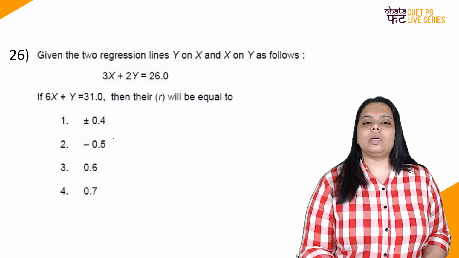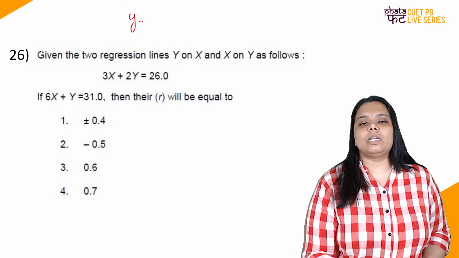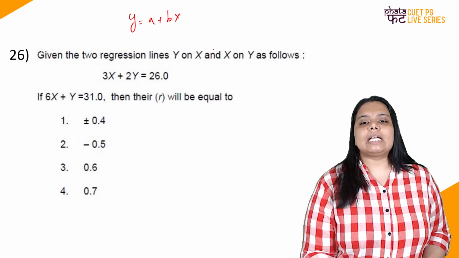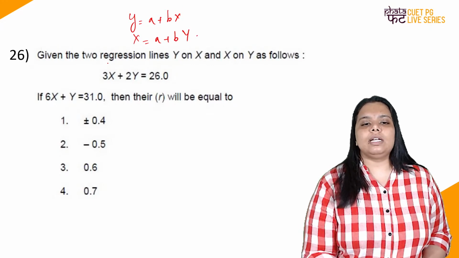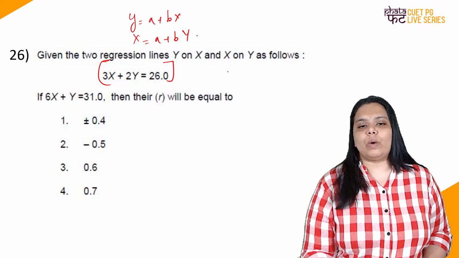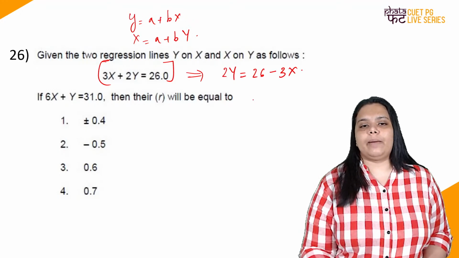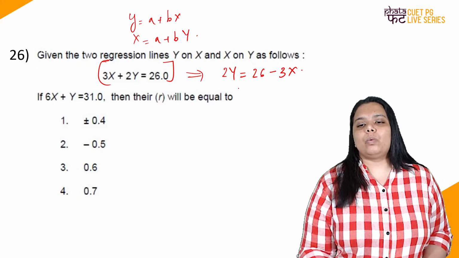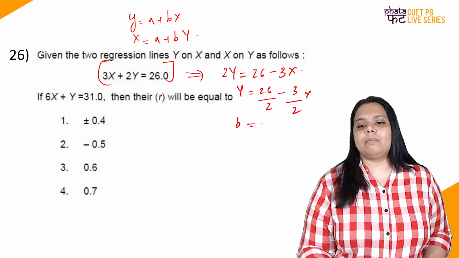Here we have 2 regression equations, y on x and x on y. Y on x means y is equal to a plus bx. X on y means x is equal to a plus by. So the equation shown here is y on x. Let's find y from this. What we will do is write this equation as 2y is equal to 26 minus 3x. So y is equal to 26 by 2 minus 3 by 2 x. So the value of beta here is minus 3 by 2. Now we got one beta.